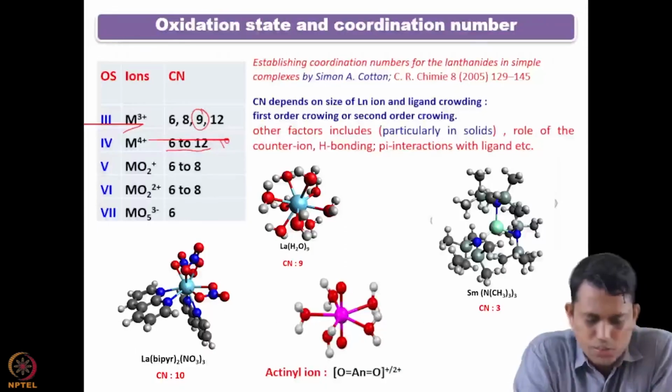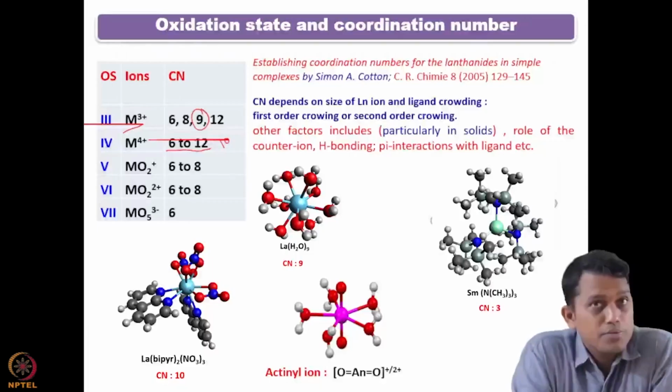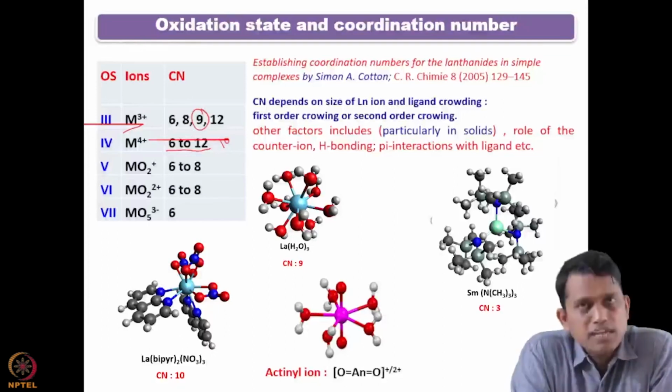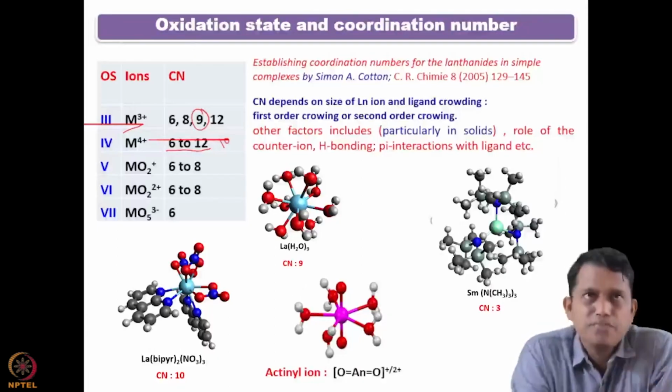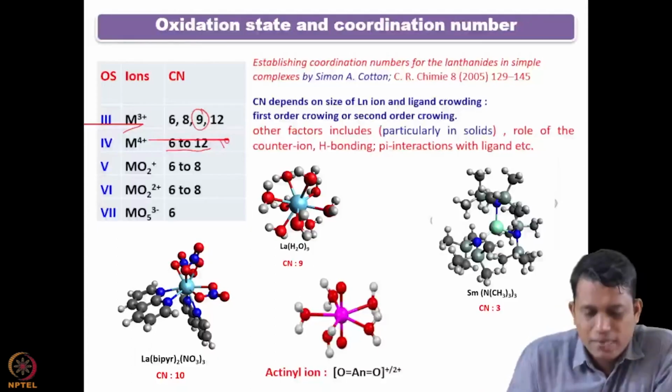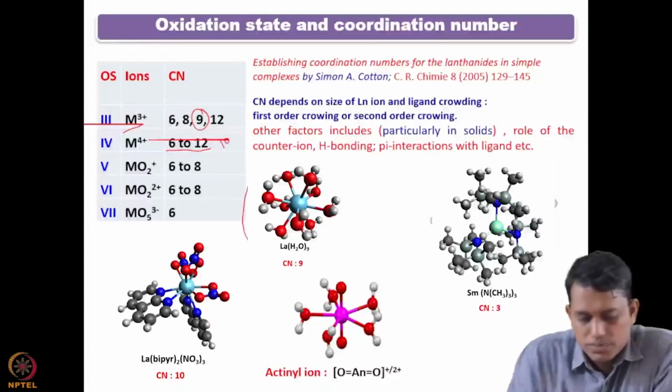Hexavalent is again 6 to 8, and heptavalent, which specifically exists in the alkaline medium, only has a coordination number of around 6. But this is a very rough estimate. So I can give you some examples where ions in the trivalent state can have coordination numbers very different from whatever I have written. So for example, in general, I have shown you this.